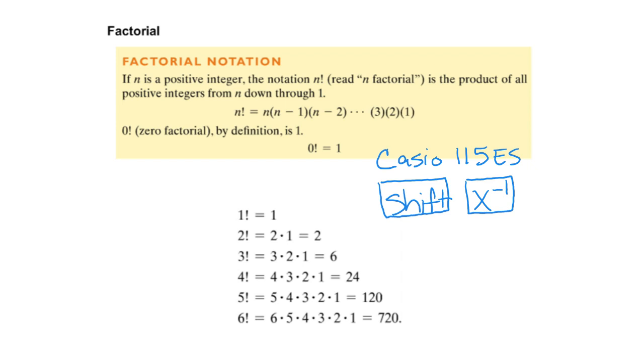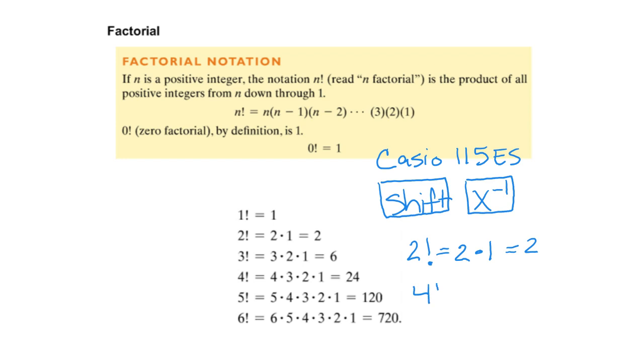All right, now let's take a look at factorial. Factorial is basically taking the number they're giving you and multiplying it by the decreasing consecutive numbers. For instance, in the very top option, 1 factorial is equal to 1. 2 factorial is equal to 2 times 1, which is 2.